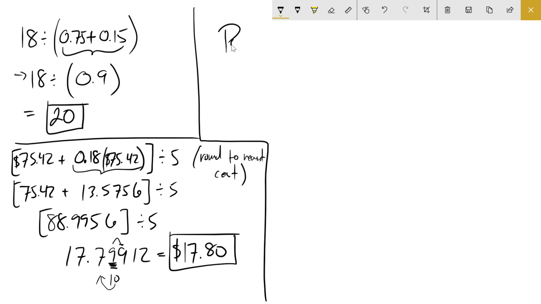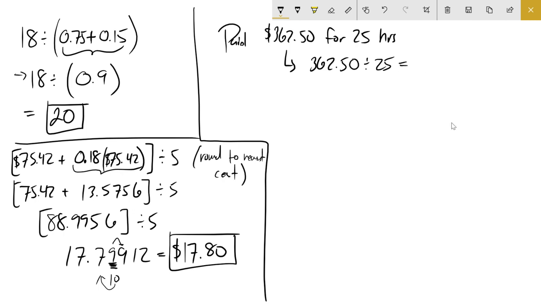It says that Maria got paid $362.50 for 25 hours. So what's her hourly rate? How do you solve for that? Yeah, it's a division problem. So you need to take 362.50 and divide by 25. What do you get? 14.50. Okay, what's the unit there? Dollars. There's more though. Yeah, the unit would be dollars per hour, right?